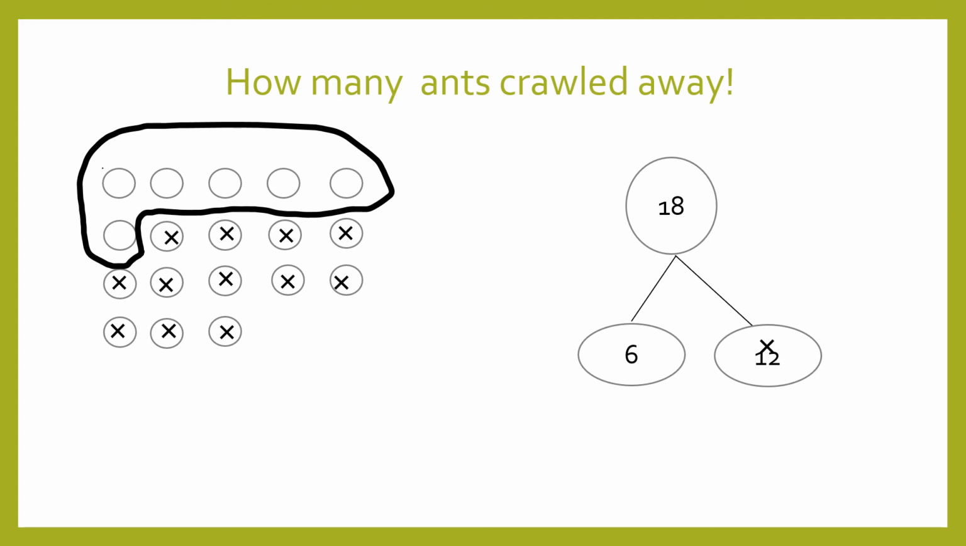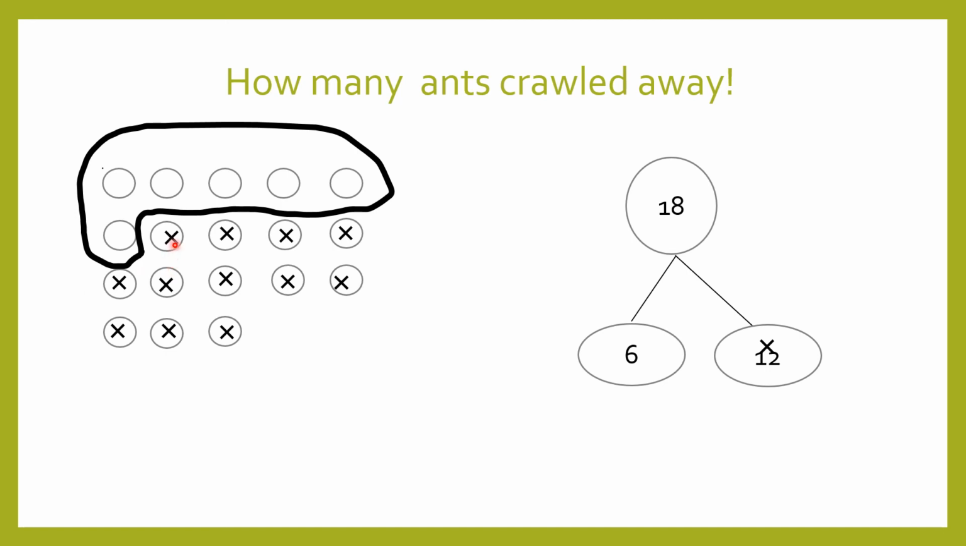Kindergarten, we identified the 6 ants that were left by circling them. That's one of our parts. Now all we have to do is to find the ants that were taken away from 18. When we take away, we use, that's right, we use cross-off marks. So everything that's outside of our big circle represents the ants that were taken away. Let's count how many ants there are.